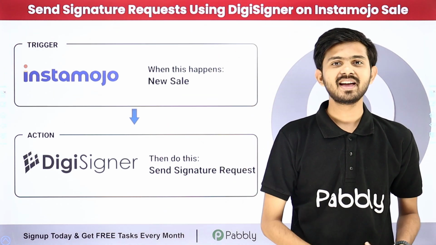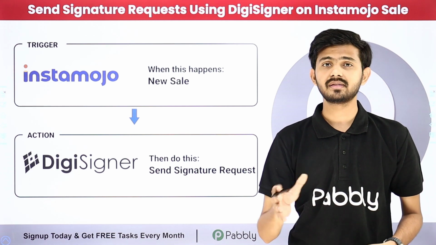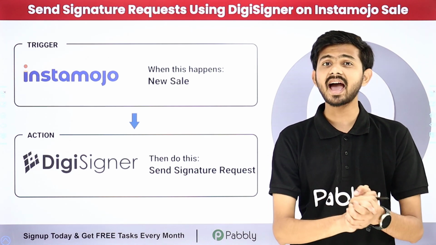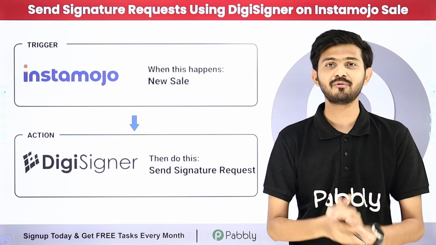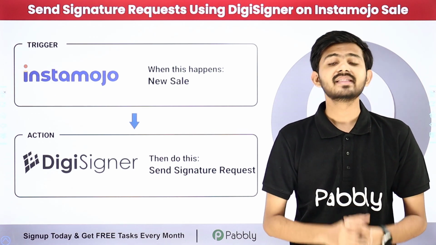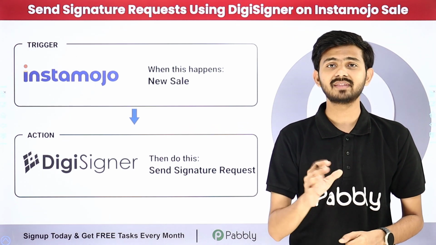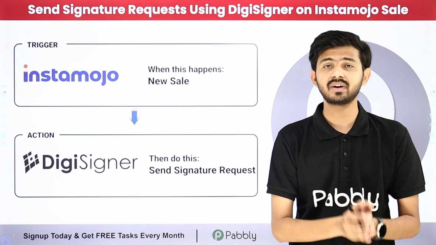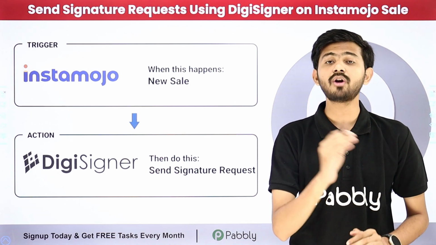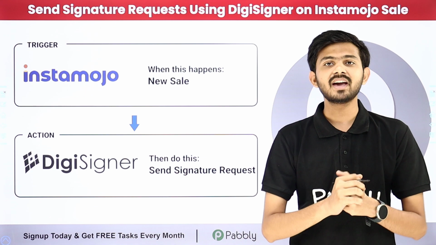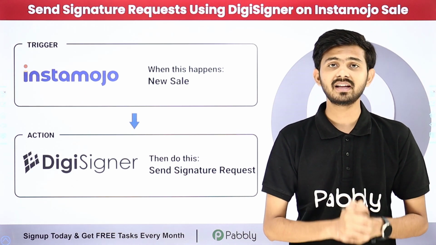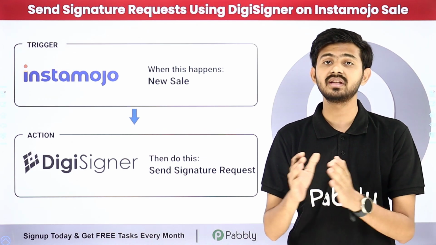Today our topic is how to send signature requests using DigiSigner on an Instamojo sale. Here I'm running a business consultancy service, and when I receive a new payment through Instamojo for my service, I want to automatically capture the details of that sale and send a signature request to my customer for signing the non-disclosure agreement.